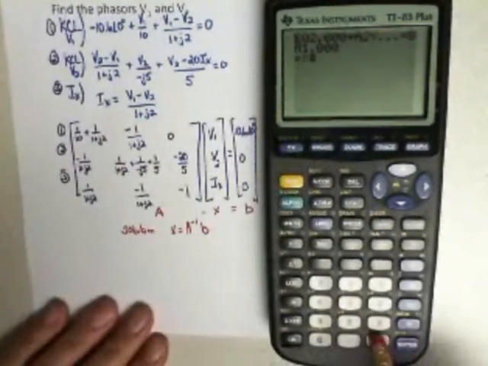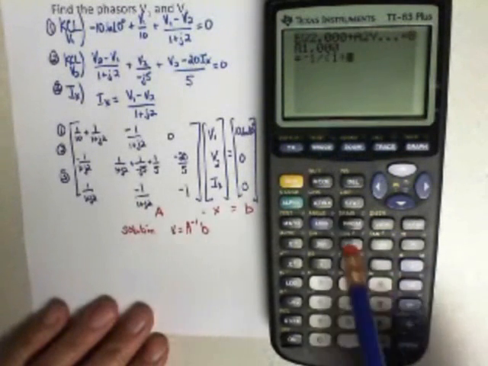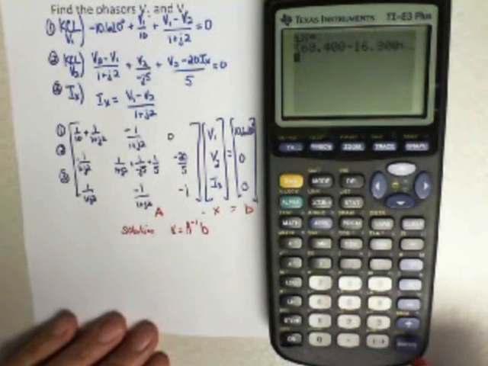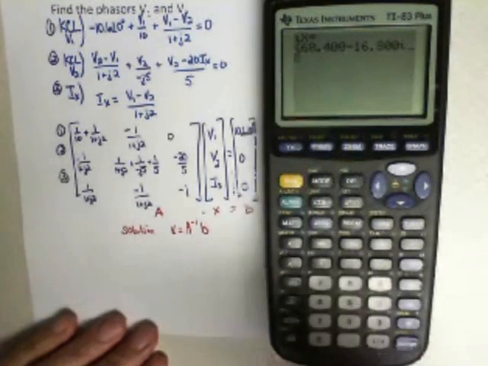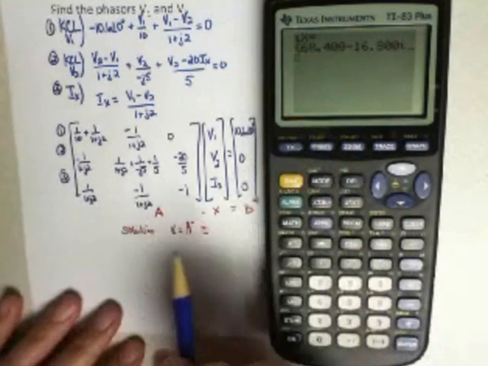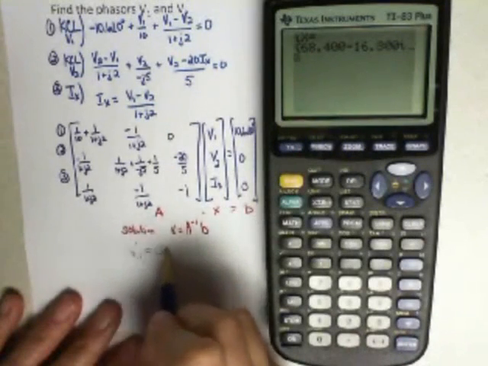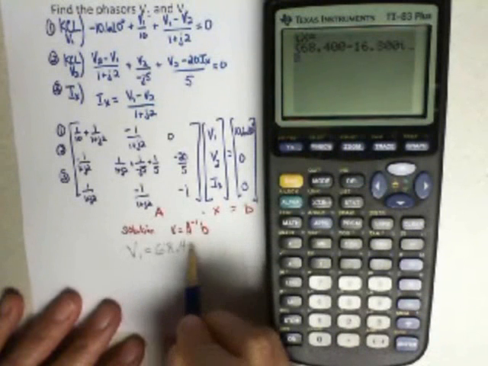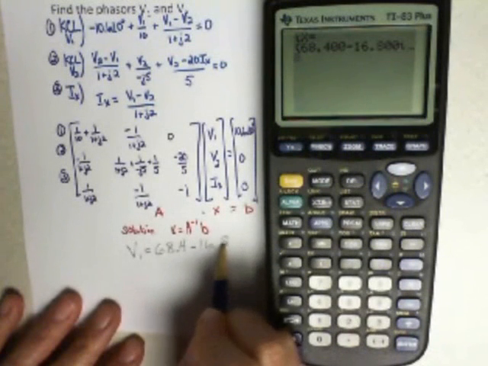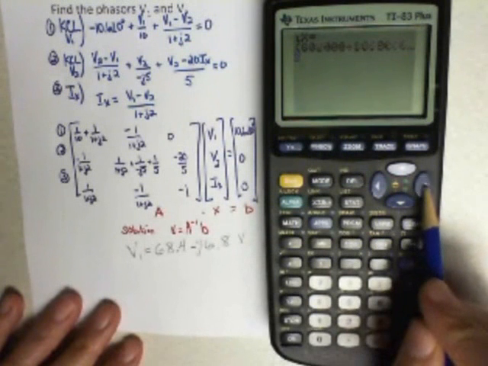Once you have finished entering the data, you should select what format your complex numbers will be displayed. Choose either polar or rectangular format. The program will return the answer in the order that you entered the equations. You need to page to the right to see the entire answer. For example, we can conclude that V1 is equal to 68.4 minus J16.8, and so on.